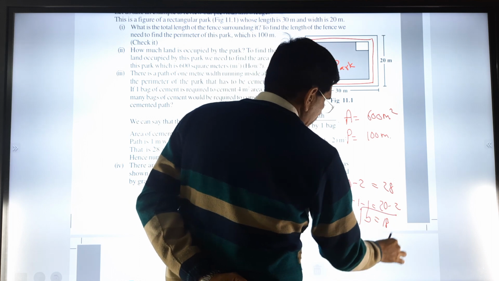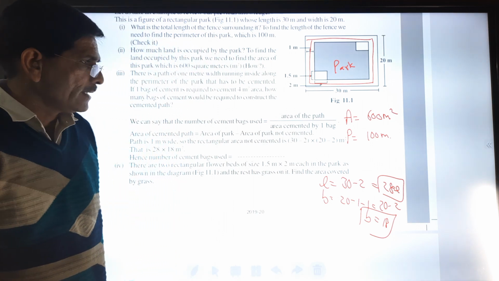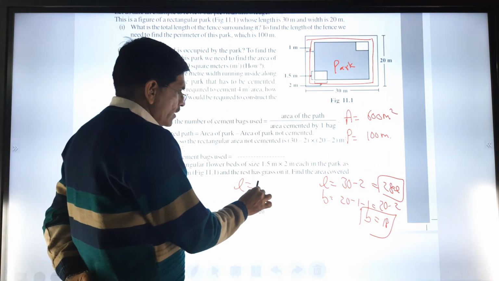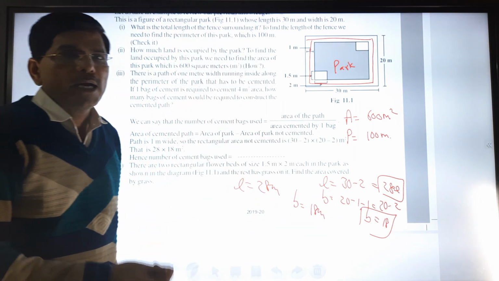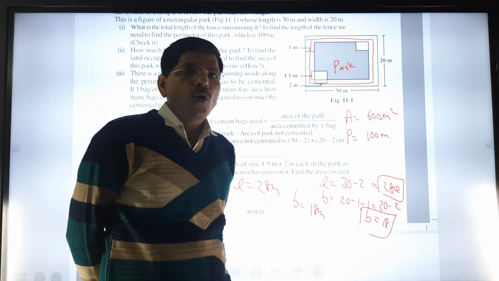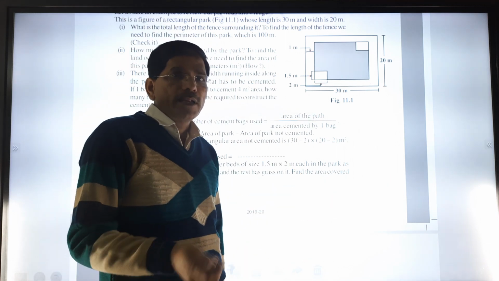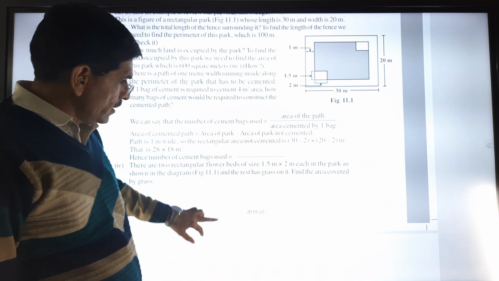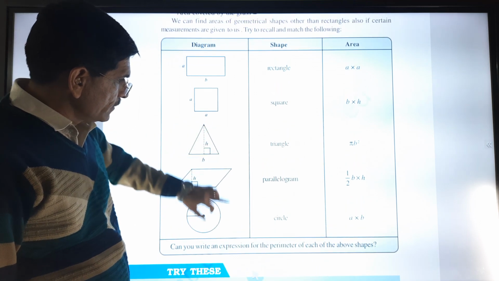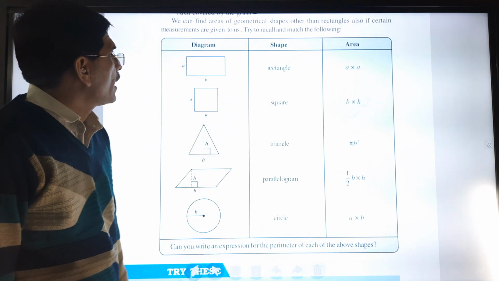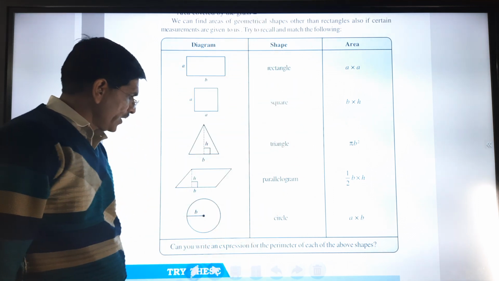So B is equal to 18 and L is equal to 28. That is the length and breadth of the park. So length is equal to 28 meter and breadth is equal to 18 meter. Now if I want to find the perimeter or area, then I have to multiply accordingly. Is it clear, everyone? Now try to solve using the formulas we have discussed here. Here is a diagram, here is the shape, here is the area. Find out.